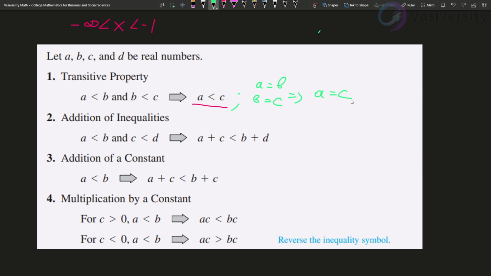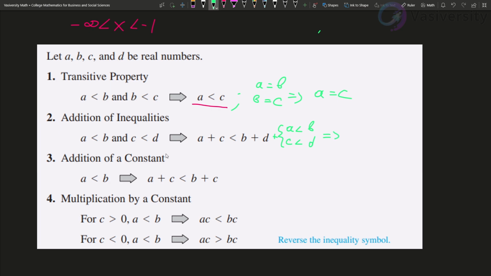Then, let's say we add inequalities. We have a is less than b and c is less than d. Then we can directly add them, side by side, across the inequality sign.